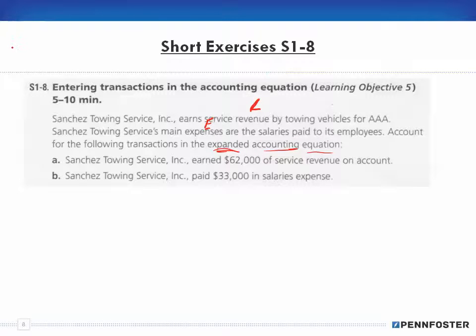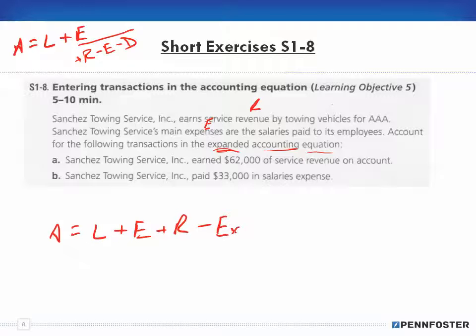If you recall, the accounting equation is assets equal to liabilities plus equity. Now, the textbook expands the equity section to include revenues. So we're going to add revenues, subtract expenses, and also subtract dividends. The expanded accounting equation would look like assets equal to liabilities plus equity, plus revenue minus expenses minus dividends. So that's the expanded accounting equation.